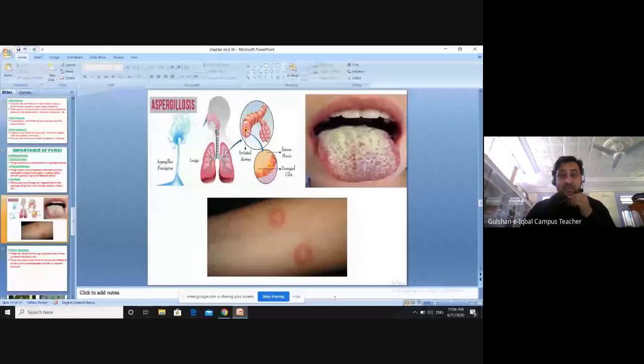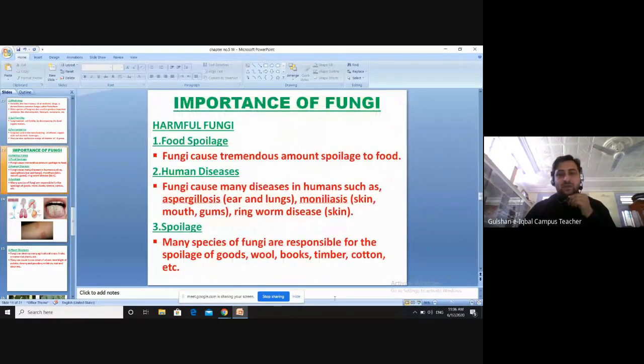We will discuss the diseases of fungus in detail in chapter number 19. We will discuss viral diseases, bacterial diseases, and fungal diseases as well, in highly detailed form in chapter number 19. So don't worry about the detail of these diseases. Until now, just see the importance of bacteria and fungus. In the harmful effects, we can see that fungus causes many diseases in human beings like aspergillosis, moniliasis, and ringworm diseases.